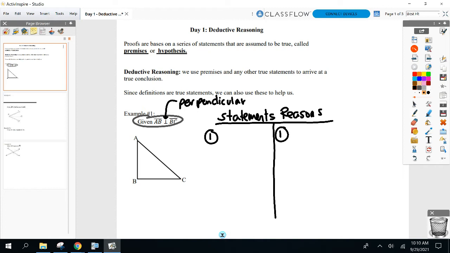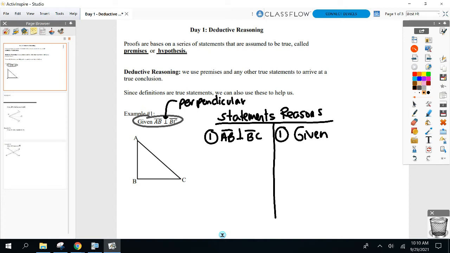All right, I'll start it off. What do I already know is true? The given. So the first thing I'm going to write in is AB is perpendicular to BC. I know that's true. Why do I know it's true? How do I know that's true? Go ahead, what do you have? It's given. So that's exactly what we're going to write for the reason, because it's given. That is usually your first statement and reason, the givens. Now you take over.